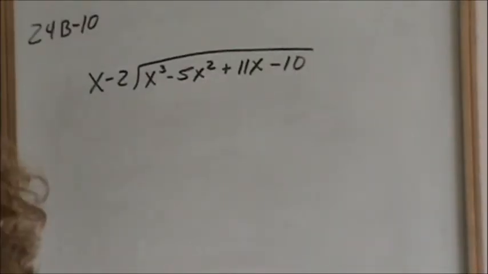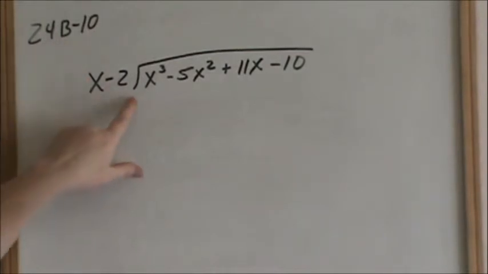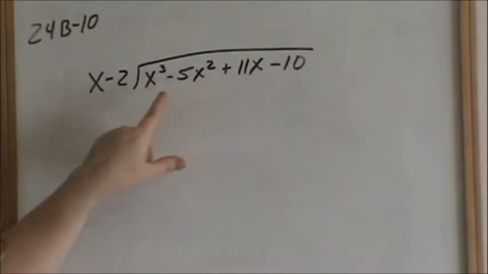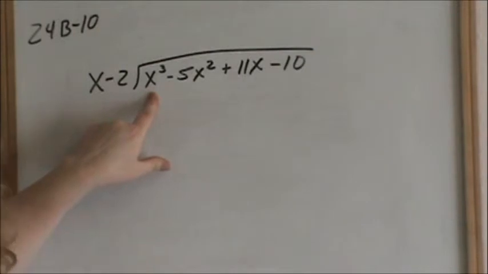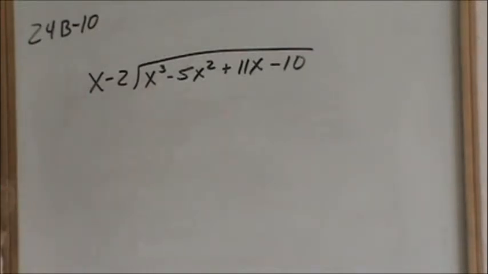Okay, the last problem we're going to look at is x cubed minus 5x squared plus 11x minus 10 divided by x minus 2. You can see now we don't have a trinomial. We have a polynomial with 4 terms. I don't know if there's a specific name for that, but it's a polynomial, it has 4 terms, but you work it the same way.